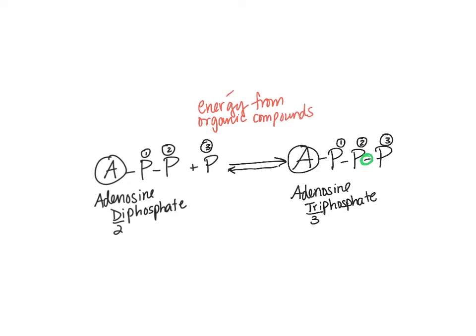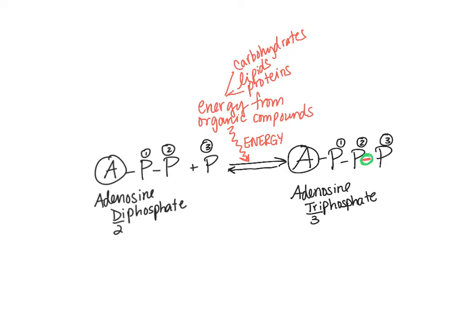So remember, this is things like lipids, which are the fats, proteins, and carbohydrates. And so what cells do is they break the bonds between the atoms in these molecules, and they release that energy. And what happens is that energy goes into this reaction, and then that energy gets stored in this bond between the second and third phosphates.